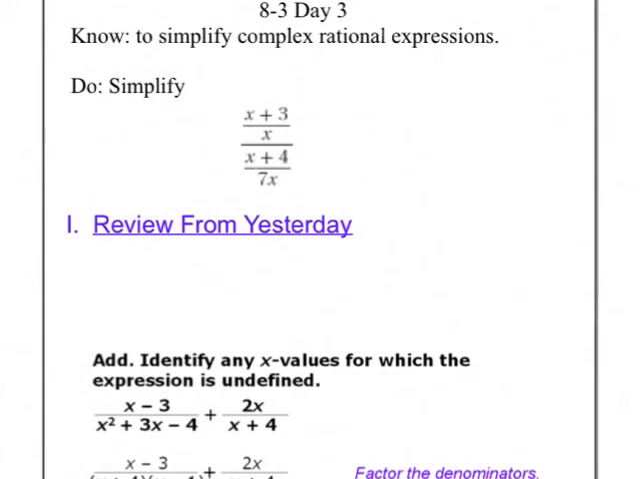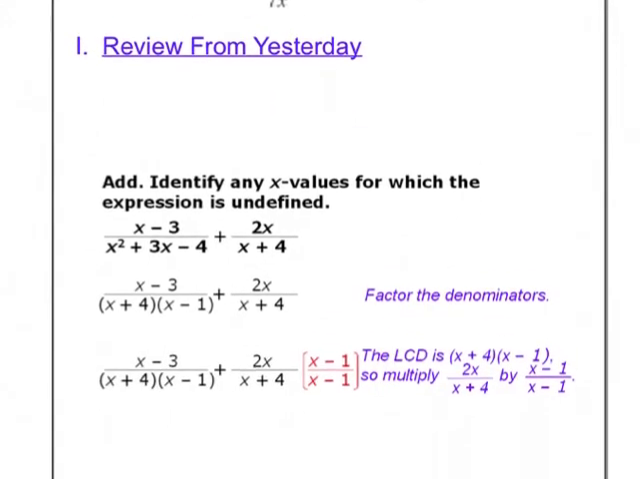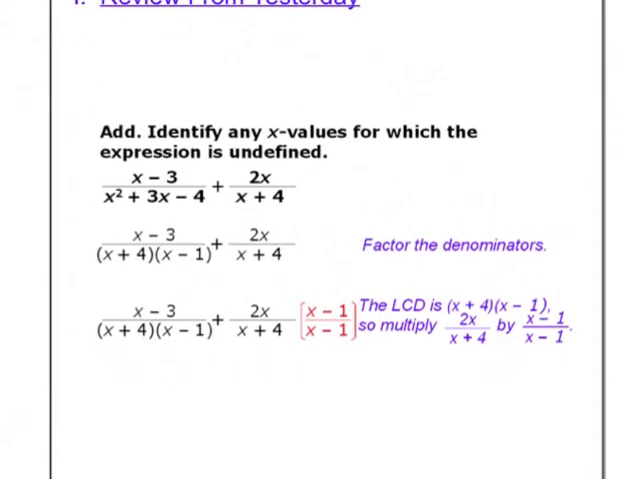But before we get into this, I want you to look at the bottom of your screen, and you're going to see a review problem from what we learned last class period. Go ahead and pause it and work through that question. Now that you've looked through that question, this is what you should see. This was what you should have done.